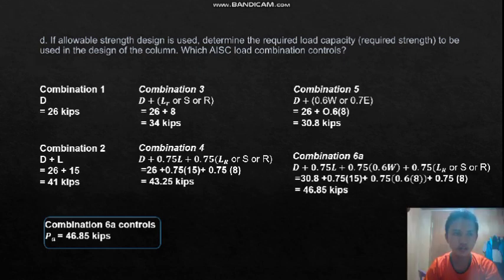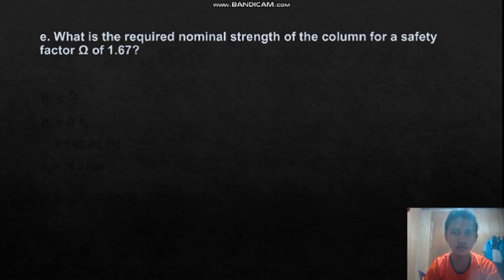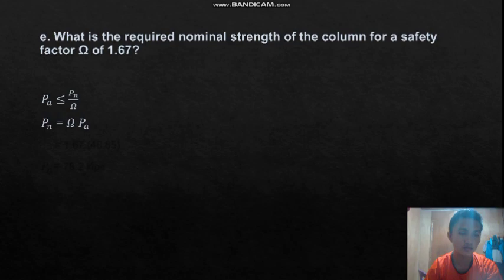For the next question, letter E, what is the required nominal strength of the column for a safety factor of 1.67? Pa, or the required load capacity, is less than or equal to the nominal strength over the safety factor. Then deriving the formula, the nominal strength equals the safety factor multiplied by the required load capacity, equals 1.67 multiplied by 46.85. We can get the nominal strength equal to 78.2 kips.